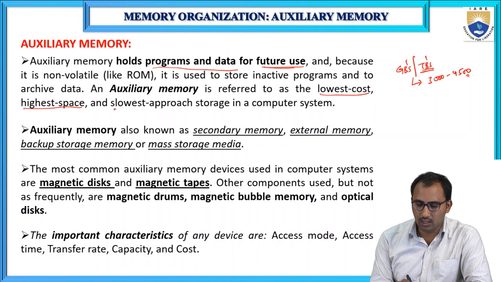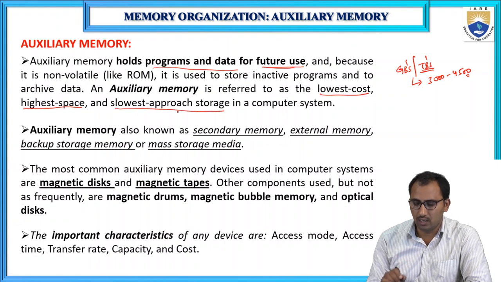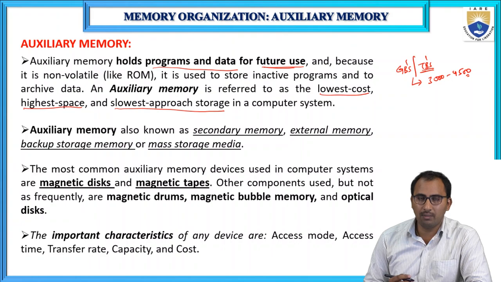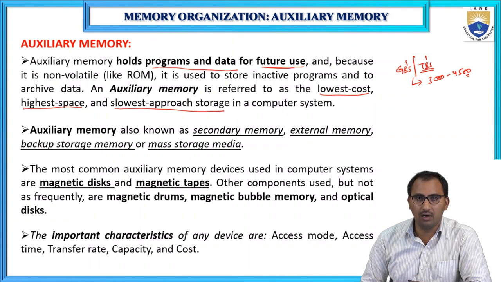And it is the slowest access storage in the computer system. The access time for these auxiliary memories is high when you compare with the main memory and cache memory. The access time for the auxiliary memories is 1000 times that of the main memory.